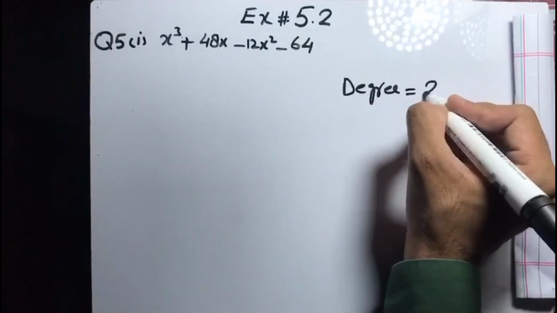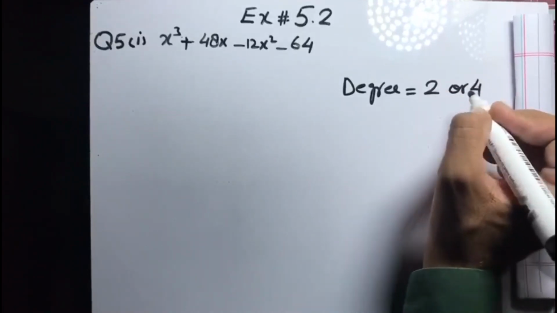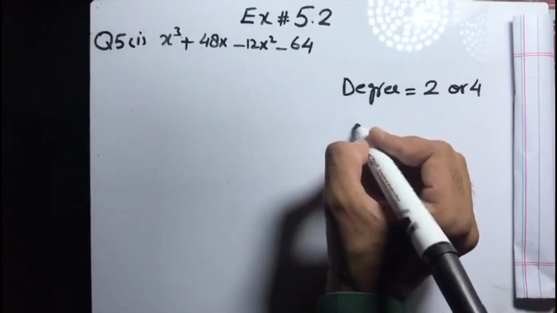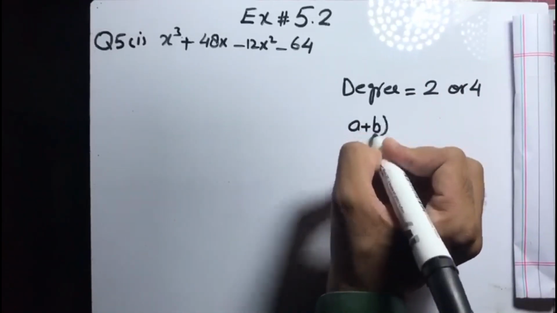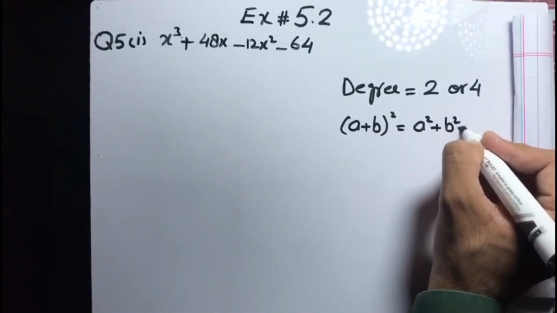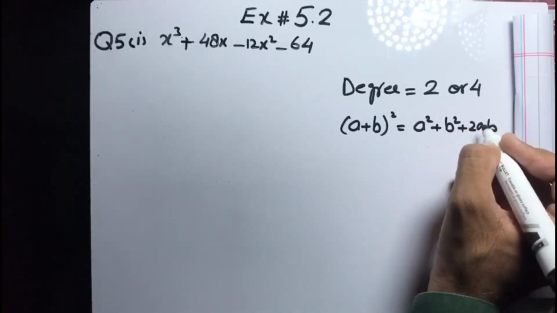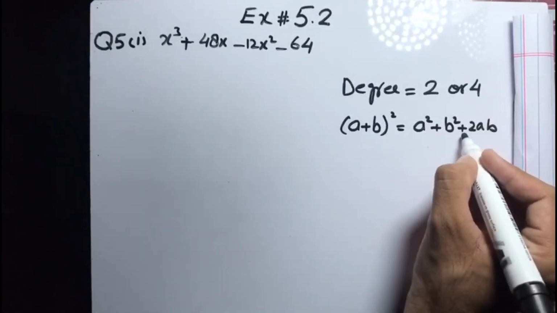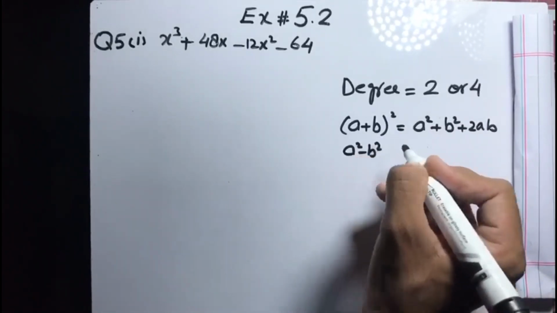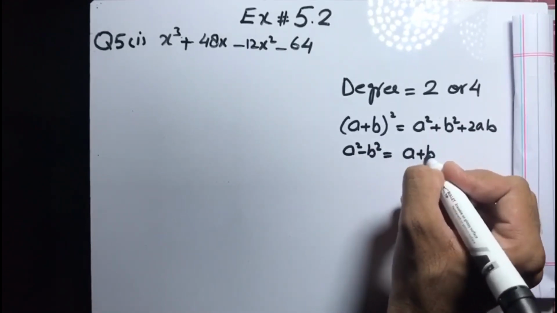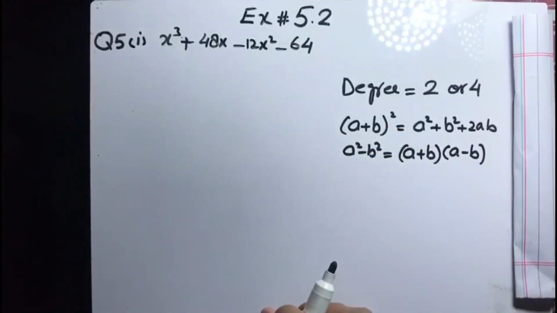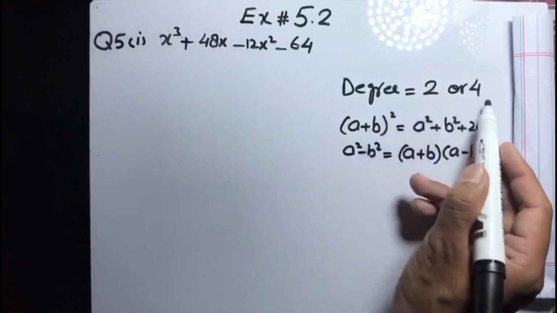Degree of polynomial is 2 or 4. Such questions whose degree is 2 or 4 we solve by two formulas. That are (a plus b) whole square, that is equal to a square plus b square plus 2ab. If we place a minus sign here, then it becomes minus 2ab. The second formula is a square minus b square, that is equal to (a plus b) into (a minus b). These two formulas are used in the first 4 questions whose degree is 2 or 4.